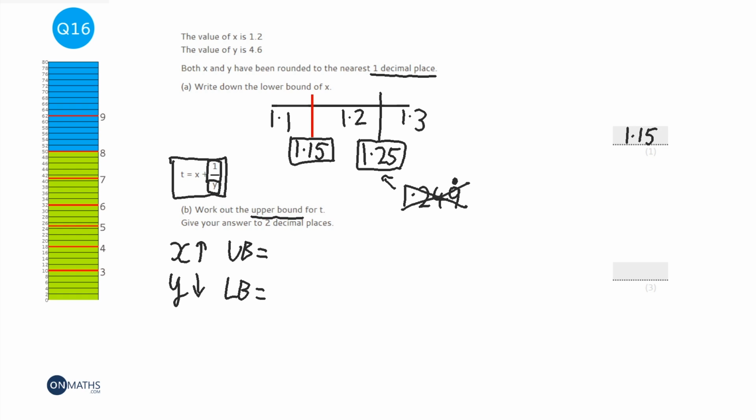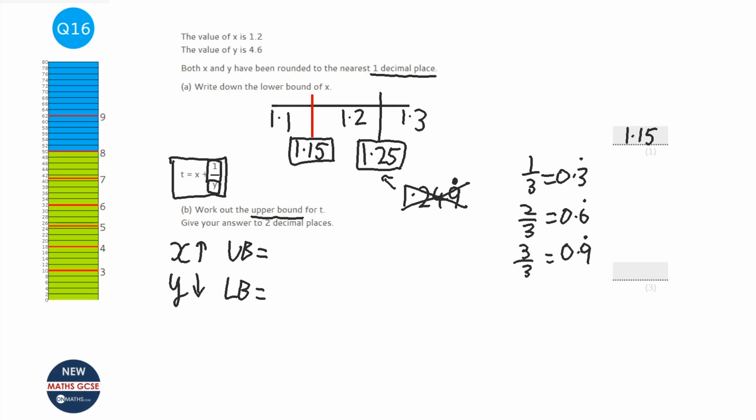Now if you don't believe me, a little bit of a side note: a third is 0.3 recurring. 2/3 is 0.6 recurring. Following the same pattern, 3/3 would be 0.9 recurring. But we know 3/3 is the same as 1. So 0.9 recurring is the same as 1. There is no difference, and that's very difficult to get your head around. Anyway, side note over. So the upper bound of x is 1.25.